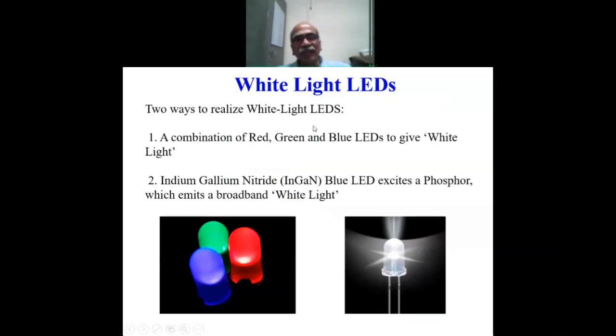All right, I come to white LEDs. There are two ways of realizing white LEDs. One, a combination of red, green, and blue. You can have a combination and then a proper mixture of these will appear white. The other and more popular one now is using a blue LED, an InGaN LED, to excite a phosphor which emits a broadband white light. It's a broadband light which we call white light. It's really not like the sunlight which goes from 0.2 to 2 micrometer and beyond. It doesn't go that much, but it is almost white in the visible region. And that is what we have for all the lighting applications.